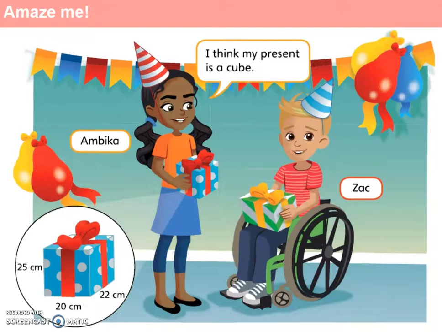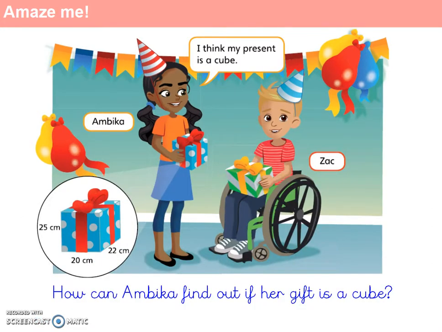Now, when we look at our textbook, we can see that our first question is relating to the party that Ambika and Zach are at. And we can see that Ambika has just been given a present. He's saying, I think my present is a cube. And we can see the present highlighted with all the different measurements down in the bottom left. So for question 1a, we're asking, how can Ambika find out if her gift is actually a cube? So what sort of strategies is she doing?